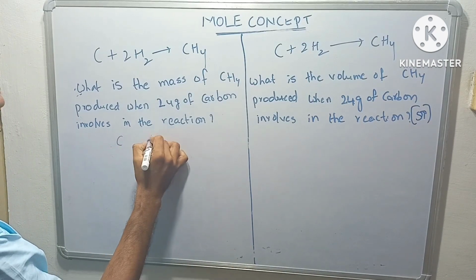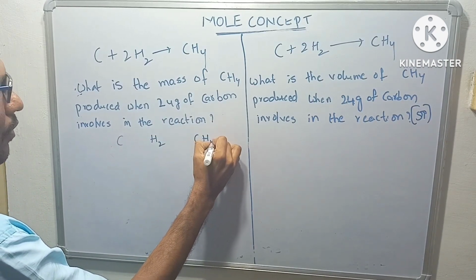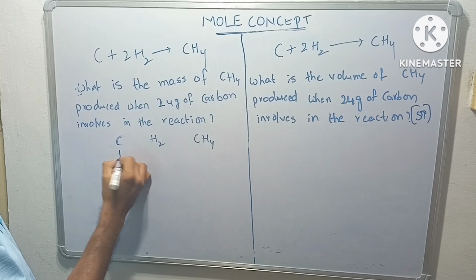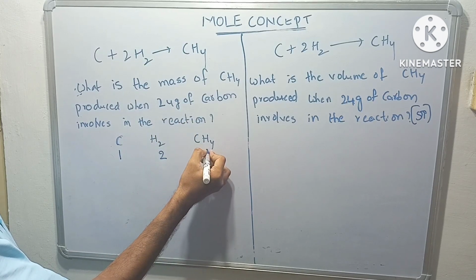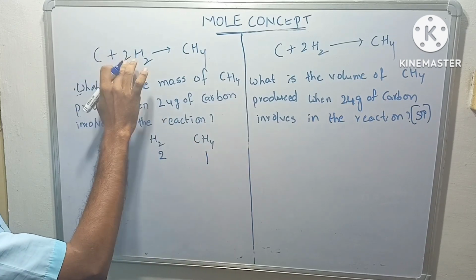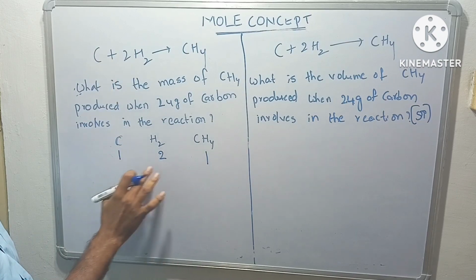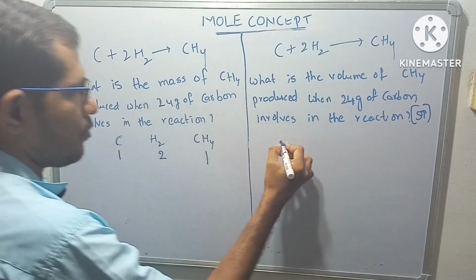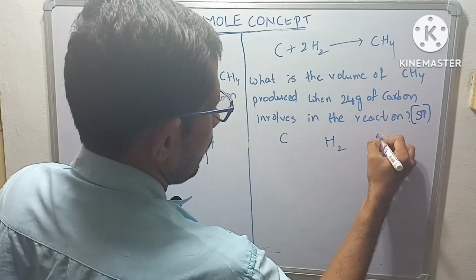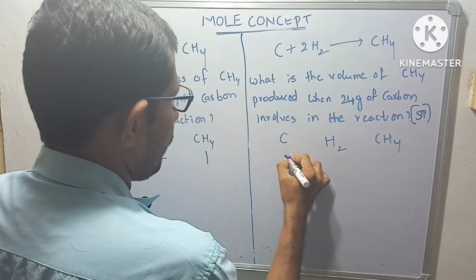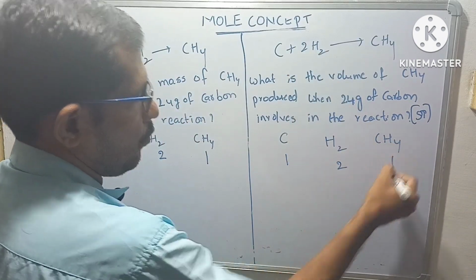First write carbon, hydrogen, CH4. Here 1 mole of carbon, 2 moles of hydrogen, 1 mole of methane. So these are the moles. The stoichiometric coefficients we can directly take as moles. Here also do the same: carbon, hydrogen, CH4, 1, 2, 1.